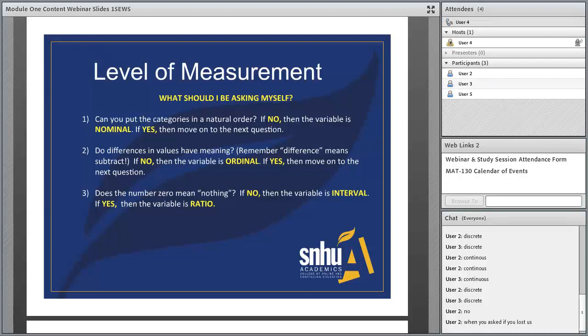But if the variable is how many donuts did I have today, and the answer is 0, that really means nothing. I didn't have any donuts. So if that's the case, then the variable is ratio.